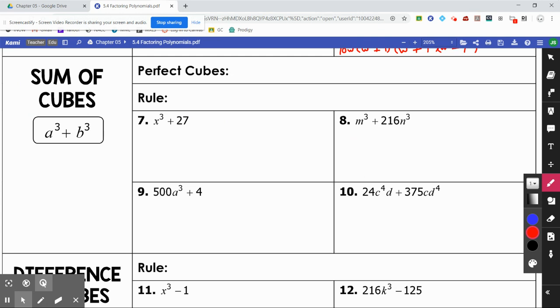Okay, in the next section, we're going to be doing sum of cubes. Now, let's go over what we mean by perfect cubes. That'd be 1 to the third power. A cube is anything raised to a third power. 1 to the third, 2 to the third, 3 to the third, 4 to the third, 5 to the third.